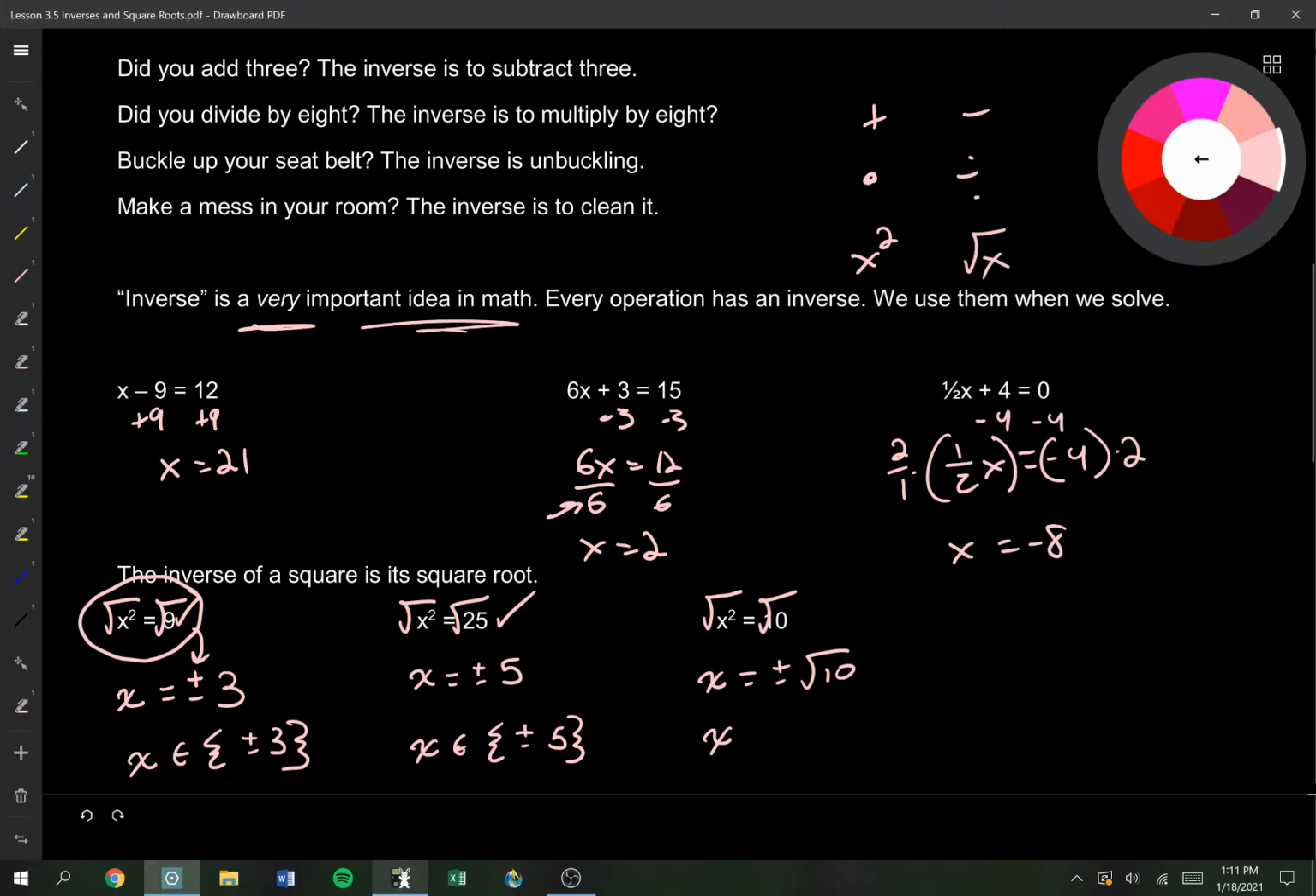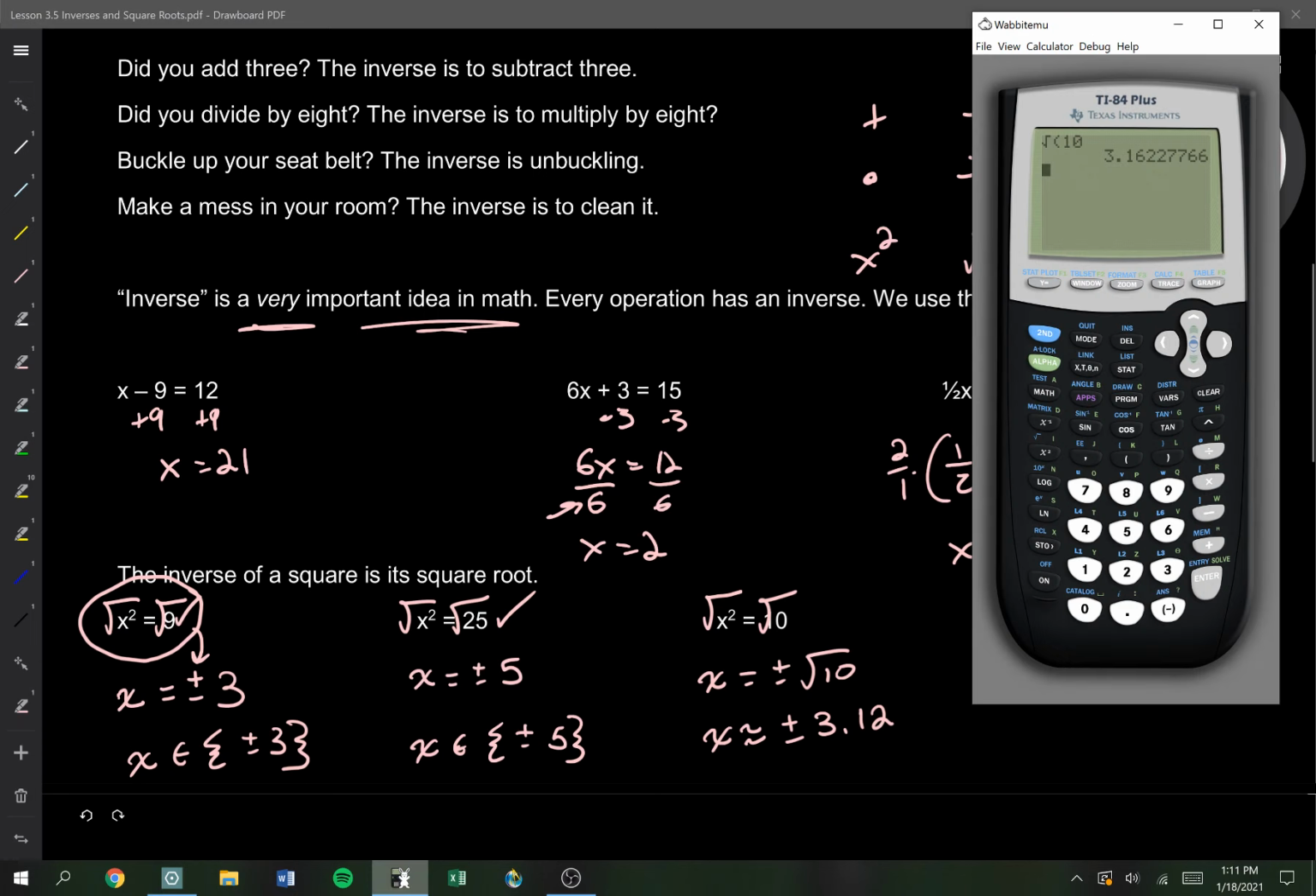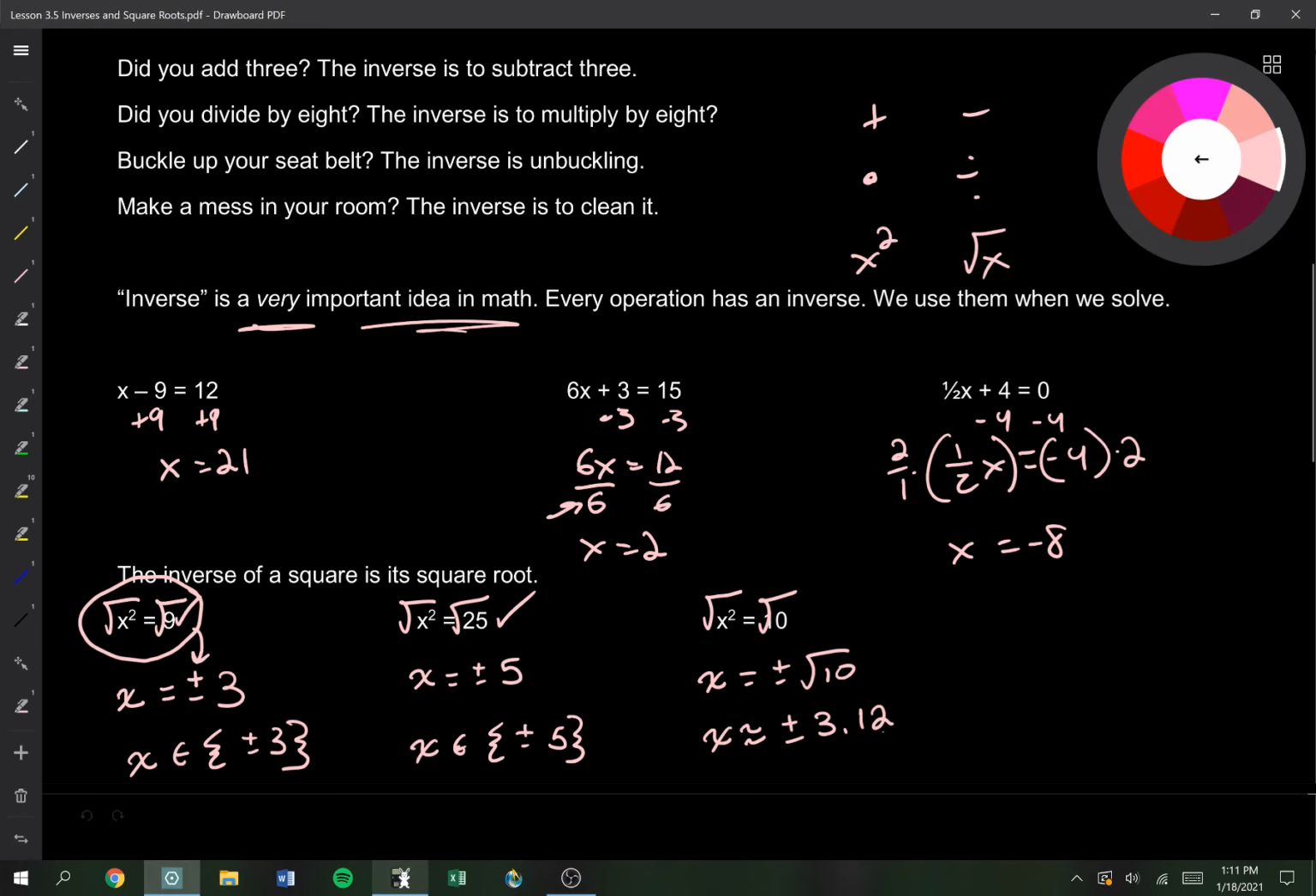So I can say that x is about equal to plus or minus 3.16. We have to say it's about equal to because it's not exact. We have to round because a decimal goes on forever. So our solution set is plus or minus 3.16. But do not forget the plus or minus. The plus or minus is so critical when you're square rooting.